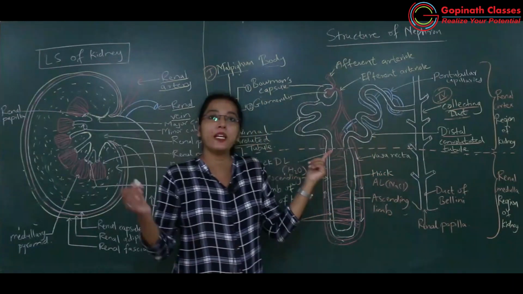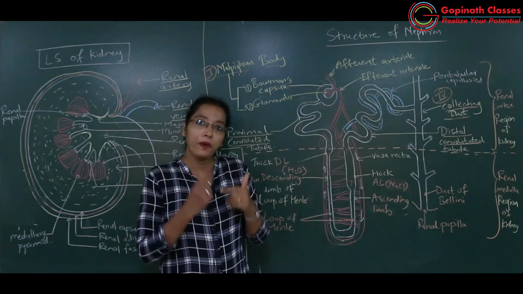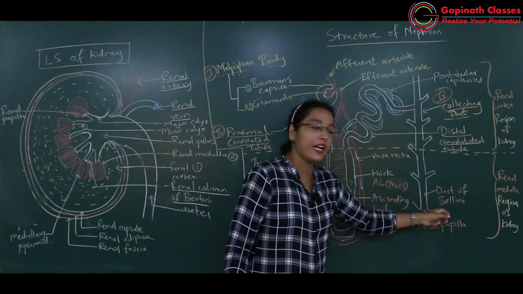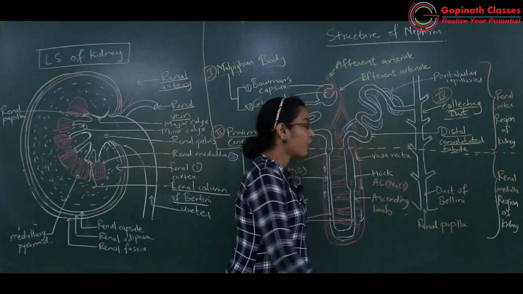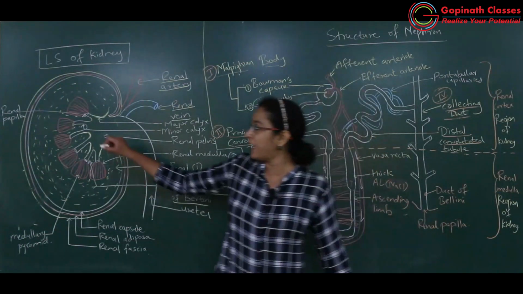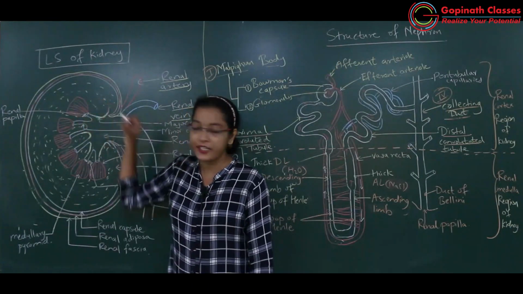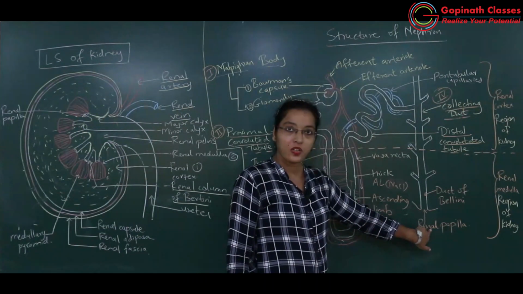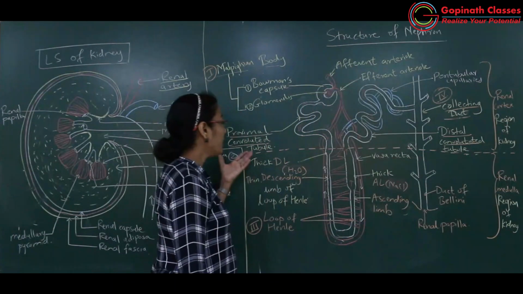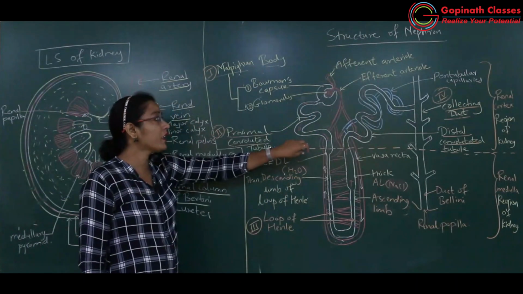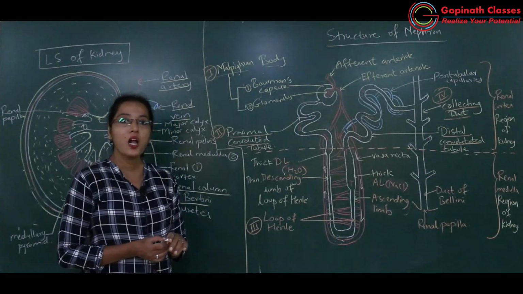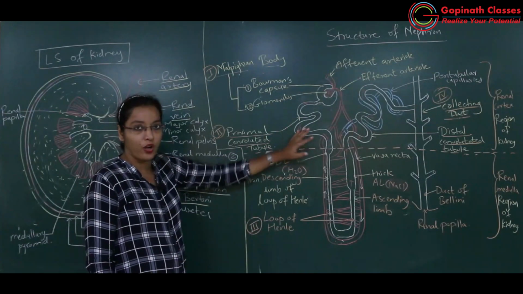The collecting duct of many nephrons will open finally in one common duct, that is the duct of Bellini. The duct of Bellini will open in the minor calyxes through the renal papilla. Got it? So now we will study what are the different cells which are present in this nephron.